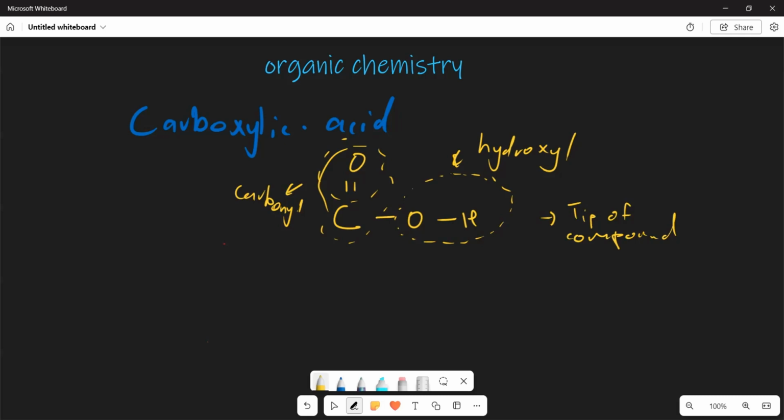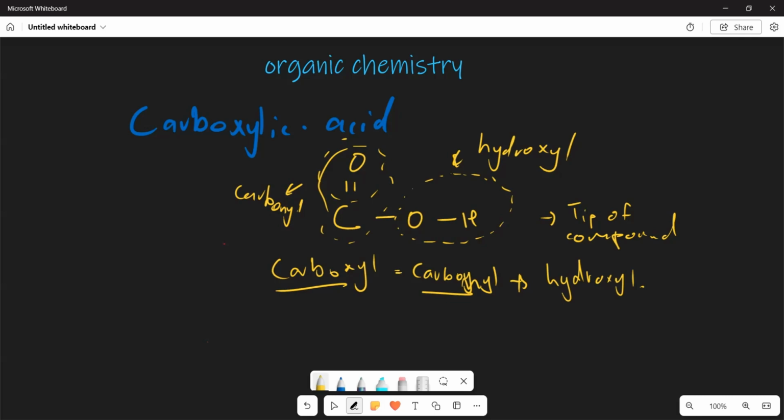Basically, the reason why this is called the carboxyl group is that the carboxyl group is formed by the carbonyl and also the hydroxyl. Your carbonyl plus your hydroxyl will give you this particular thing. That is going to be your carboxylic acid.